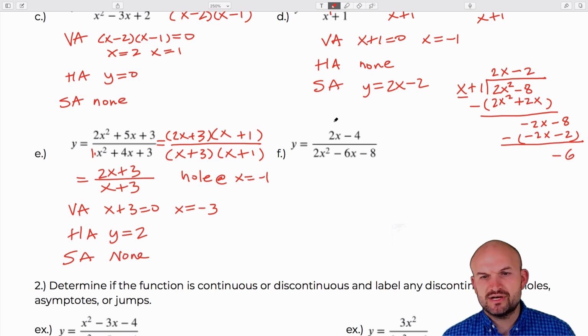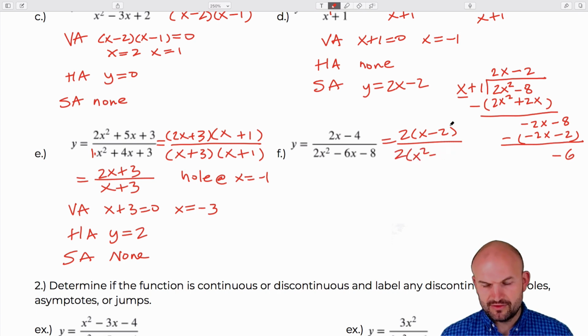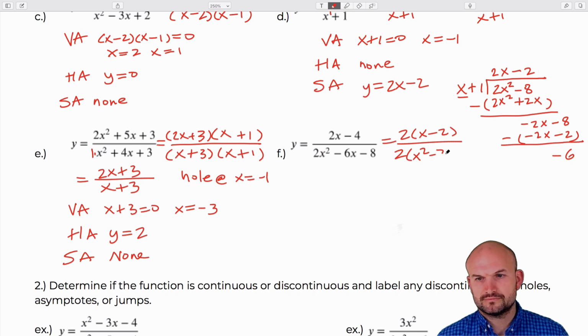All right, last equation here. Again, want to look into factoring here. So I factor out a 2, x minus 2. Here I'm going to factor out a 2 first. I get an x squared minus 3x minus 4.